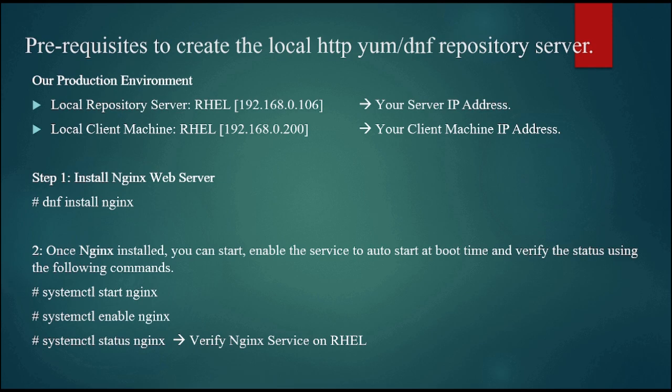For that we require two Linux machines. One is your repository server, the second is your client machine. You can see our server IP and client IP. After that, we log in to the repository server and install the Nginx web server package.